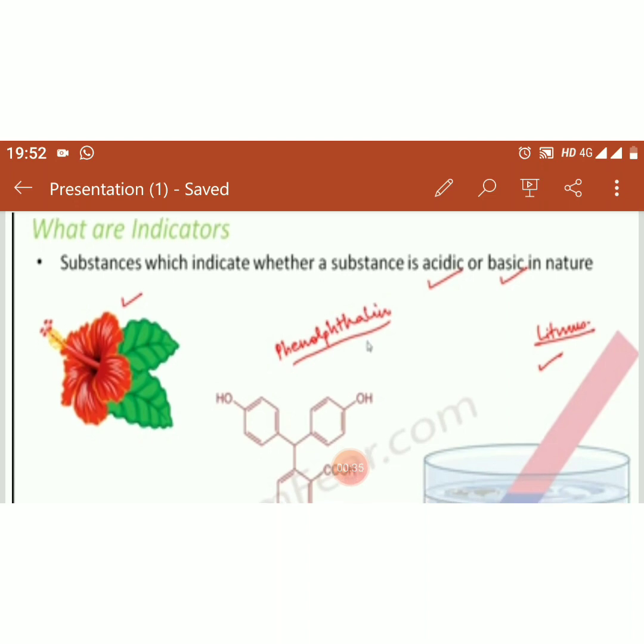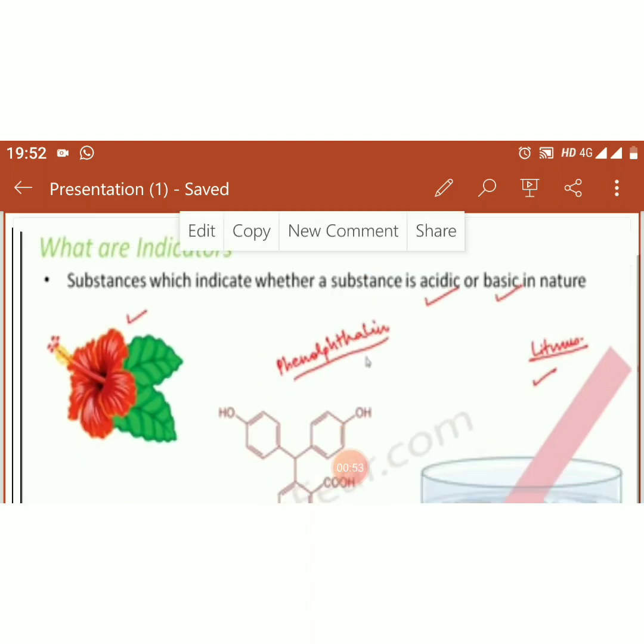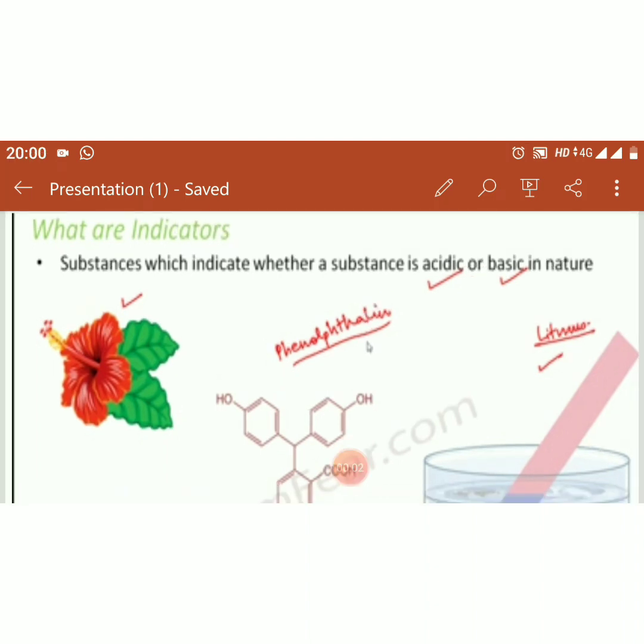So indicators are the substances which indicate whether a substance is acidic or basic in nature. Actually, these are normal substances. They react differently with acid and react differently with basic substances. They react with both in different ways, right? So how do these indicators behave when they come in contact with acidic or basic substance? Basically, they change their color when added to a particular substance, and that color indicates the nature of the substance.